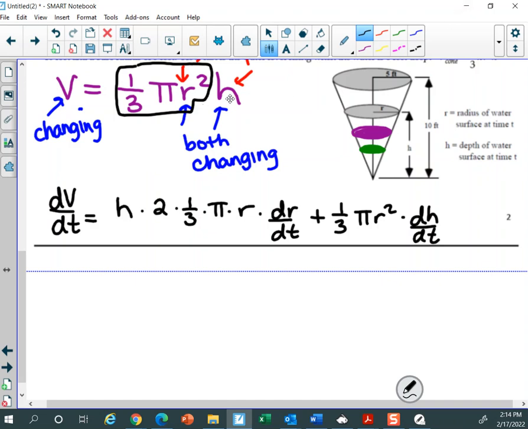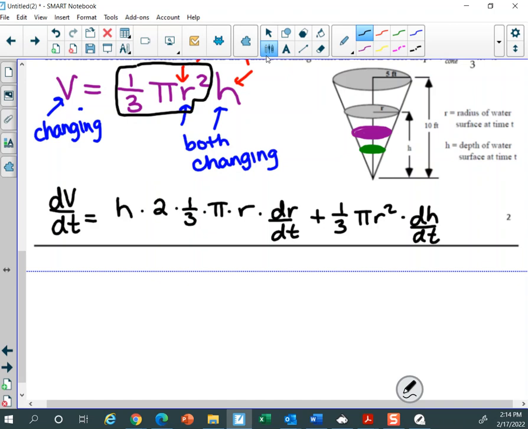I kept my second function the same, h. I took the derivative of my first function. 1/3 pi r squared's derivative is 2 times a third times pi times r times dr dt. Plus, I kept my first function expression the same, took the derivative of my second. The hard thing you're thinking, you're like, they're not functions. They are. They're functions of t. They're not explicitly shown that way, but it's implied that radius and height are two things that are changing as time changes. They are functions of the time.